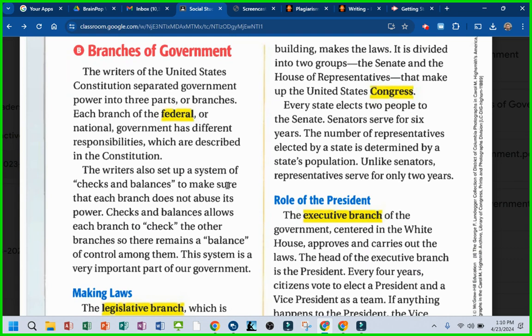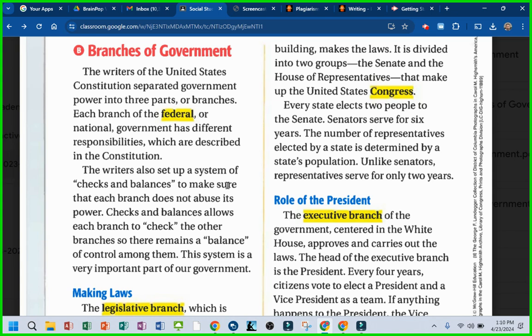So, branches of government. The writers of the United States Constitution separated government power into three parts or branches. And why did they do that? Remember, we just talked about this. Why did they separate those powers? So that one person or group of people don't have too much power. They have separate but equal powers, yes.